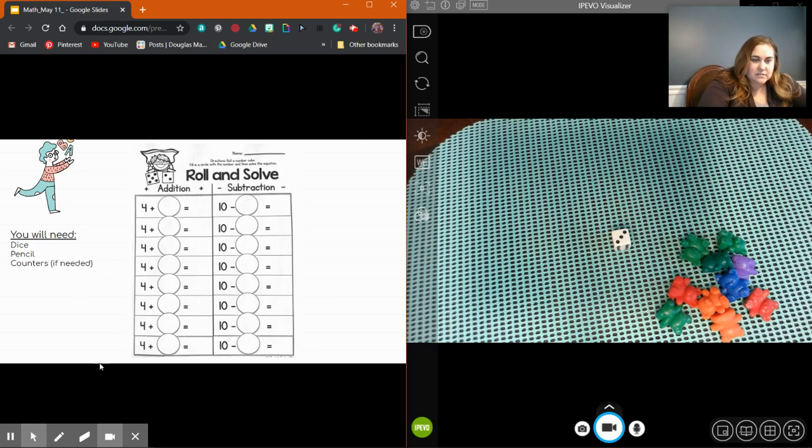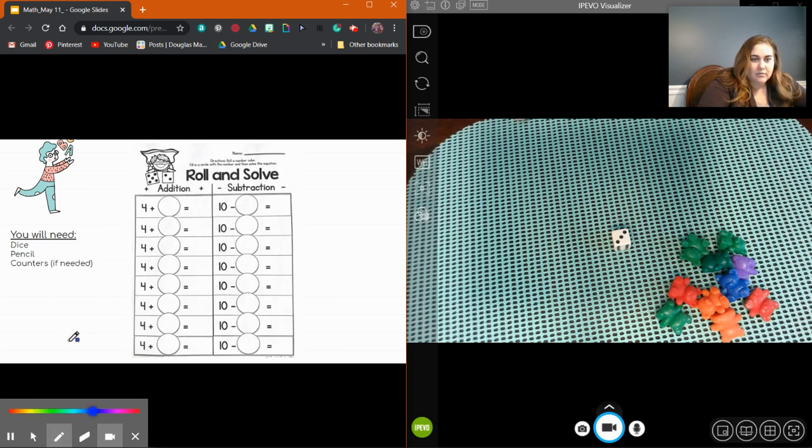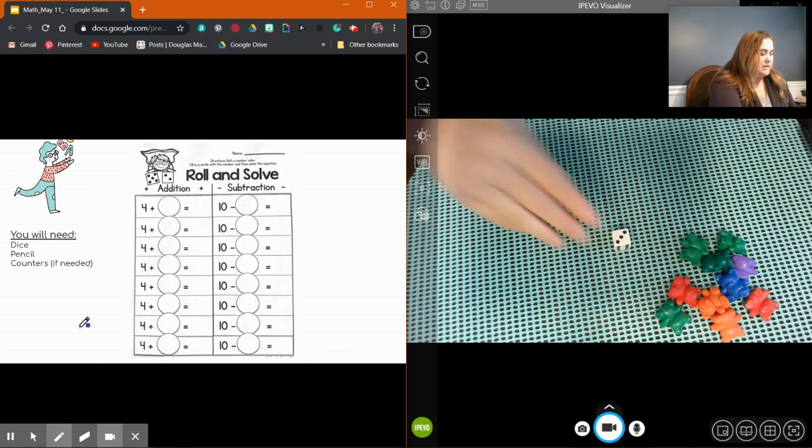Let me get my pen ready here. All right. I'm going to do one of each, an addition and a subtraction, just to give you an idea of how to complete this. So the first one is addition. So 4 plus a number equals something. We need to figure that out.